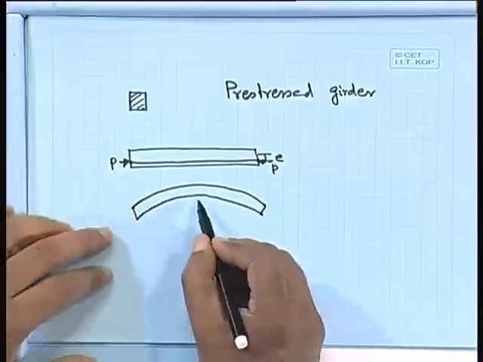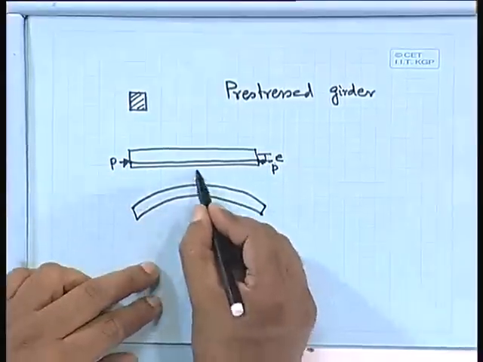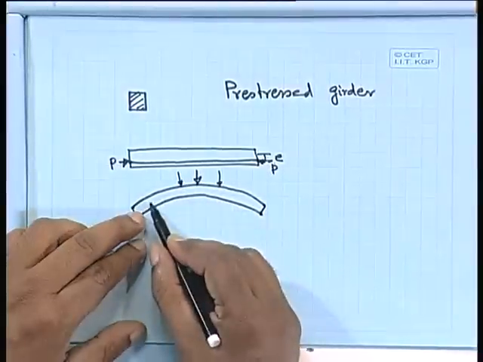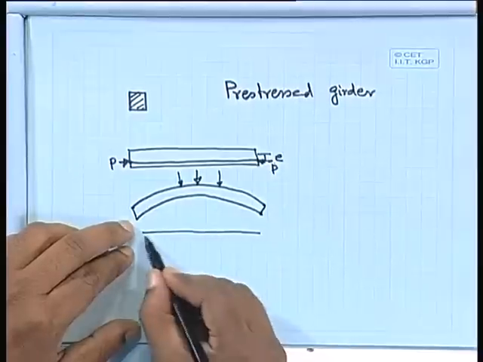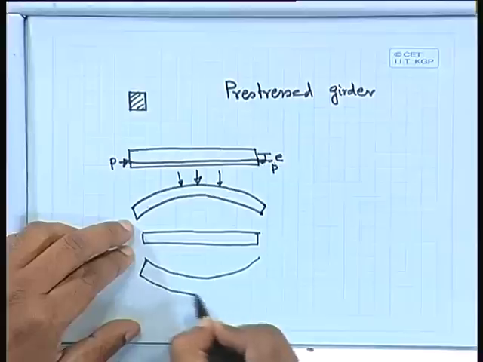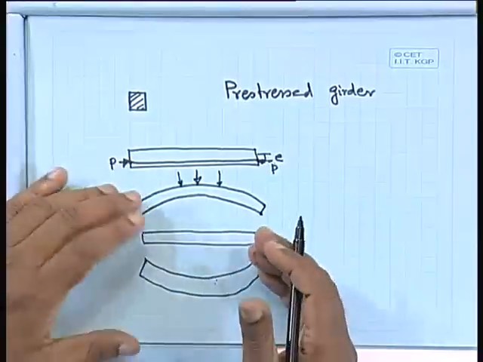What happens here? For failure, if we apply the load like this, it has to first neutralize and then move. So automatically you can understand that it will take more load.